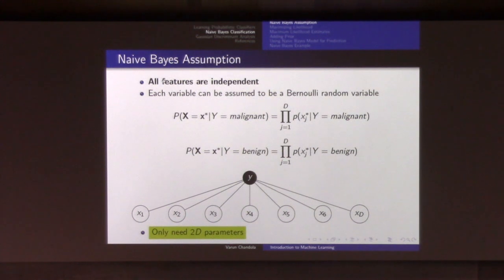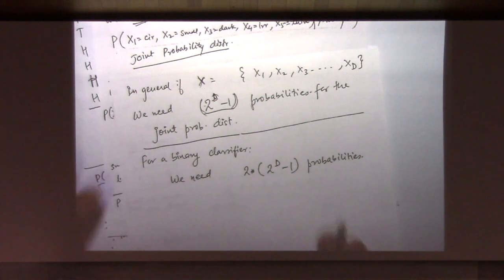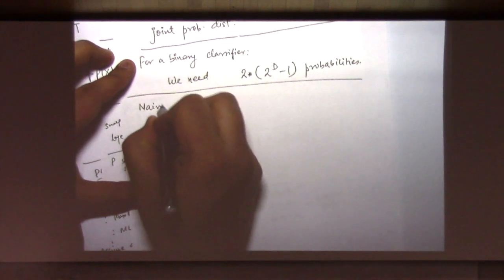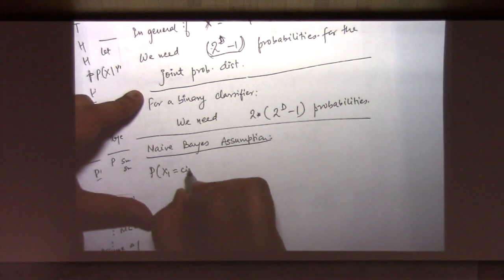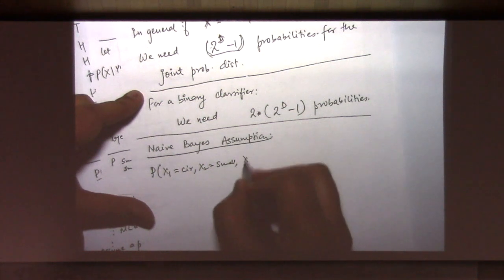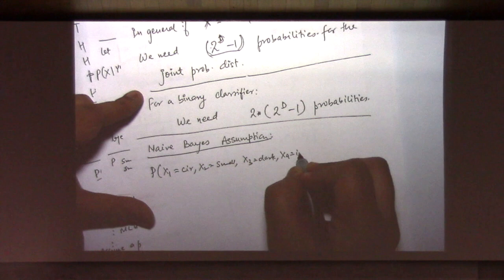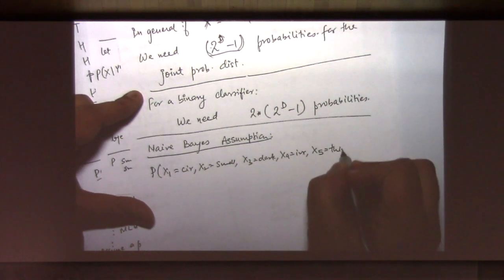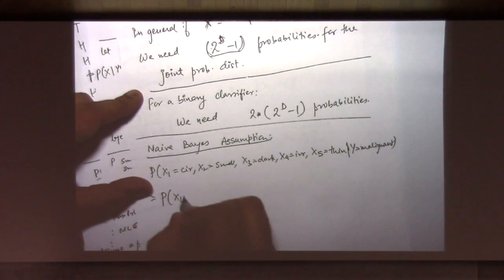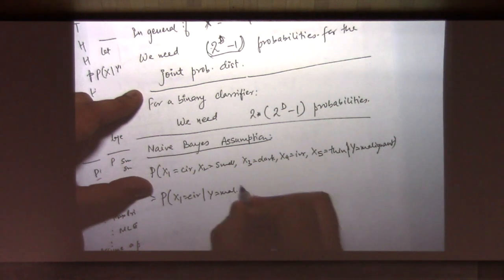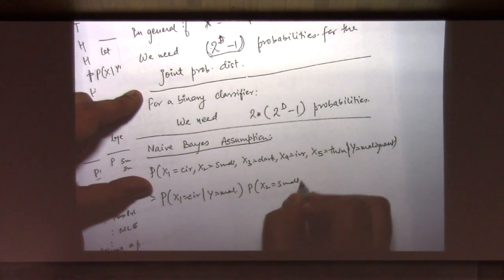The assumption that it makes is that all features, all attributes, are independent. What does that mean? It means that you can write this probability. The naive-Bayes assumption, or naive Bayesian assumption, says that the joint probability of x1 to be circular, x2 to be small, x3 to be dark, x4 to be irregular, and x5 to be thin, given y is malignant, can be broken down as the probability of x1 equal to circular given y equal to malignant, times the probability of x2 equal to small given y equal to malignant, and so on.